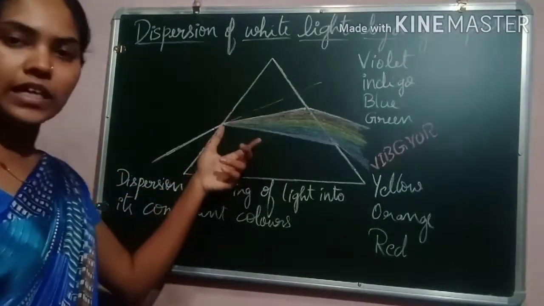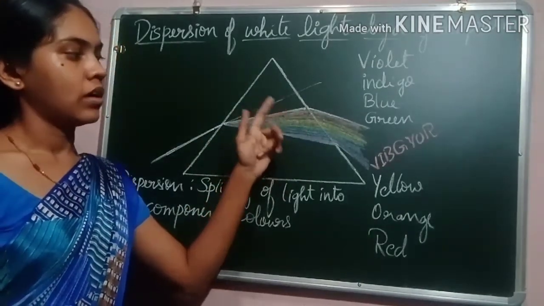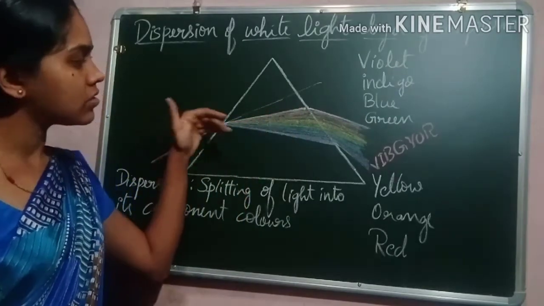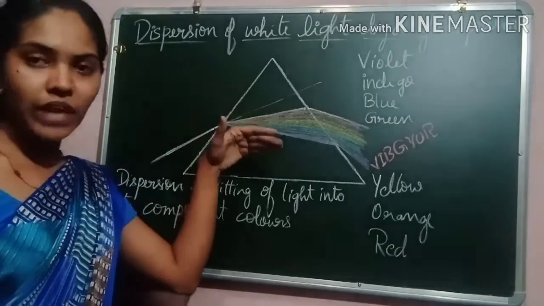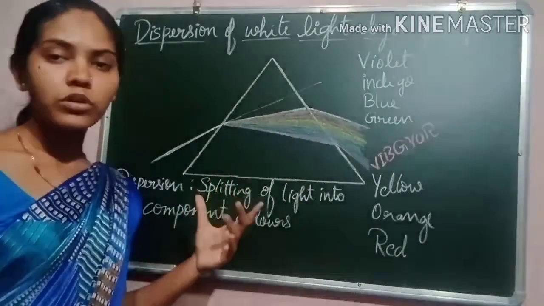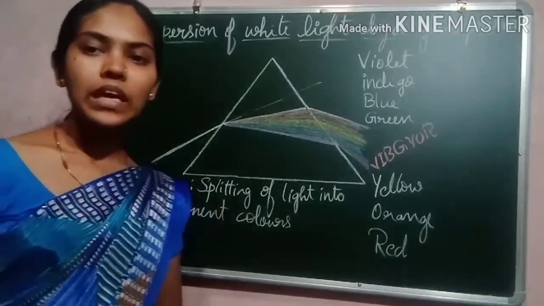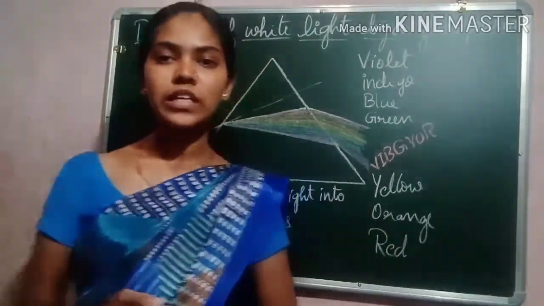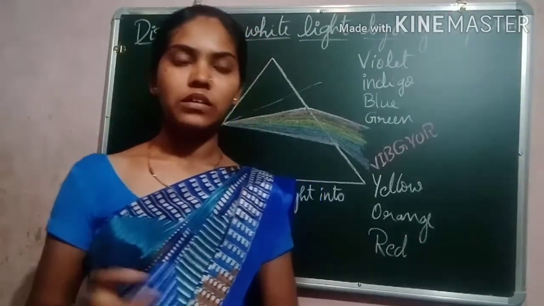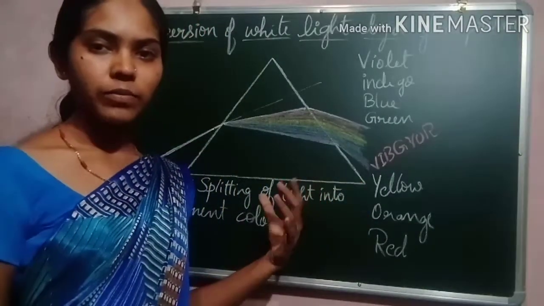White light consists of these colors: violet, indigo, blue, green, yellow, orange and red. So when you pass it through a prism, it gets refracted and you will get a band of colors. That phenomenon is nothing but dispersion of light. We can give many examples of dispersion of light in nature. In the atmosphere, we can observe this phenomenon of light.